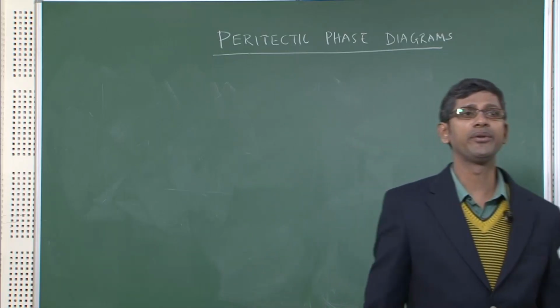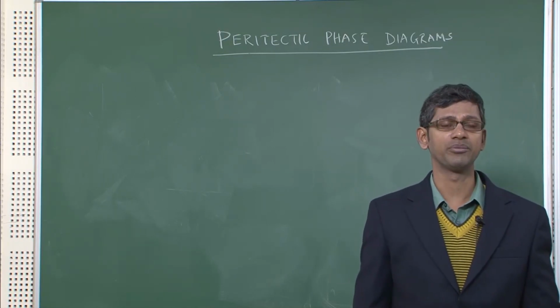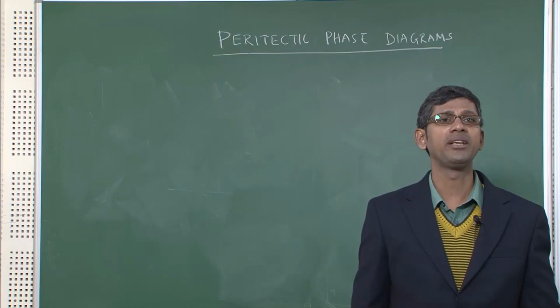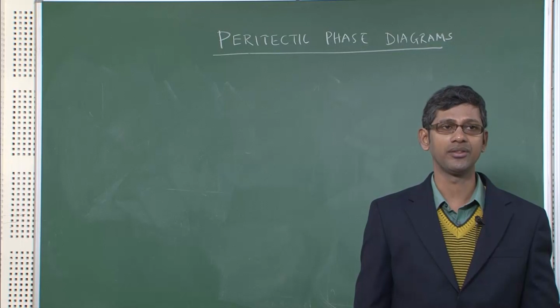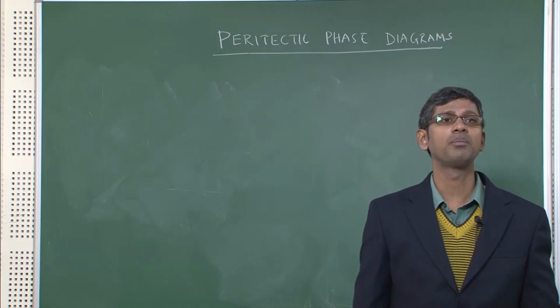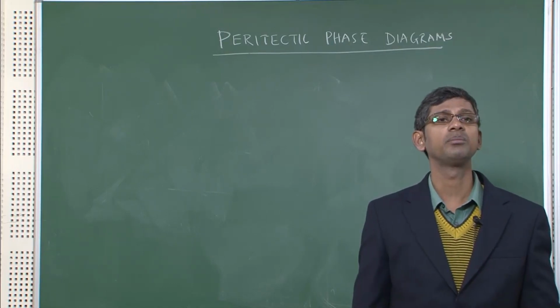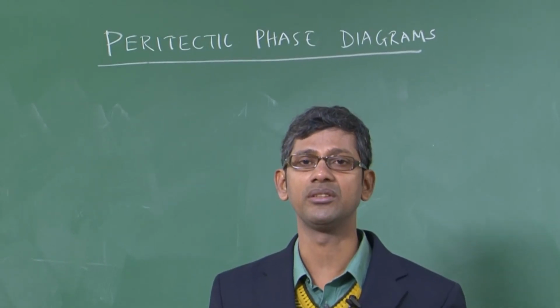Well, today we are going to start on a new topic, that is on the peritectic phase diagrams. And as you know, peritectic alloys are equally important like eutectic alloys. And let me give you a few examples. The copper and zinc, the classical brass, is a peritectic alloy system. There are more than 5 peritectic reactions present in the copper and zinc system.